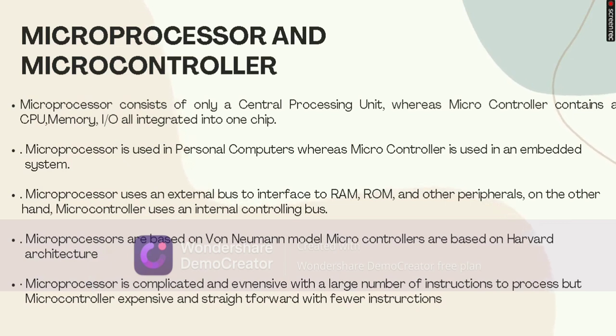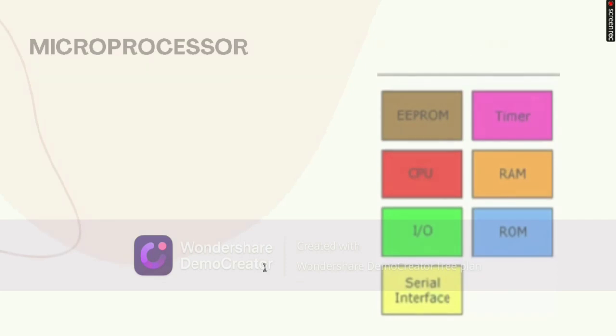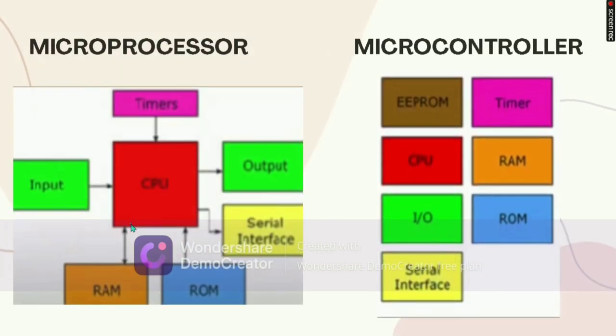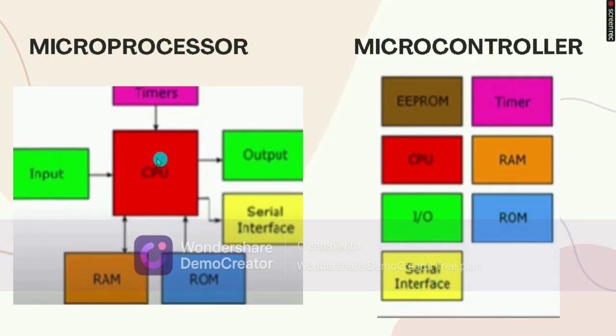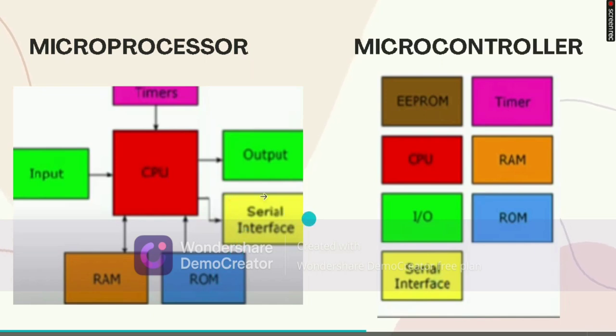Microprocessor is the brain of a computing system. It processes data that requires external components, whereas microcontroller is a self-contained system with a CPU, RAM, ROM, and input-output peripherals integrated into a single chip. So here you can see it consists of a CPU with input, output, timers, RAM, ROM and serial interface, whereas in microcontroller it is all integrated into one chip.